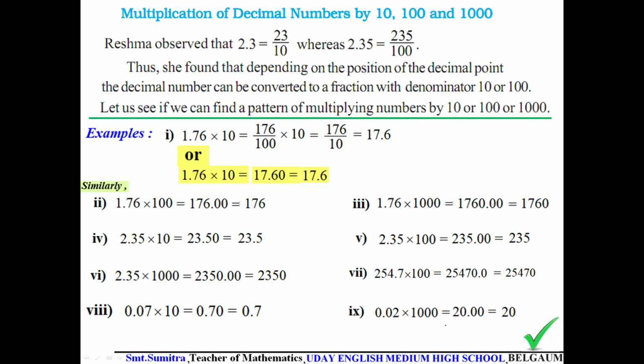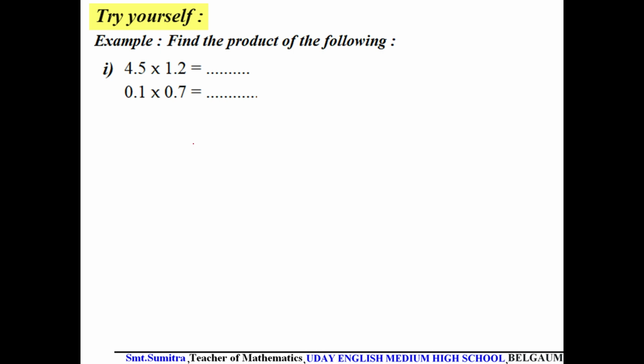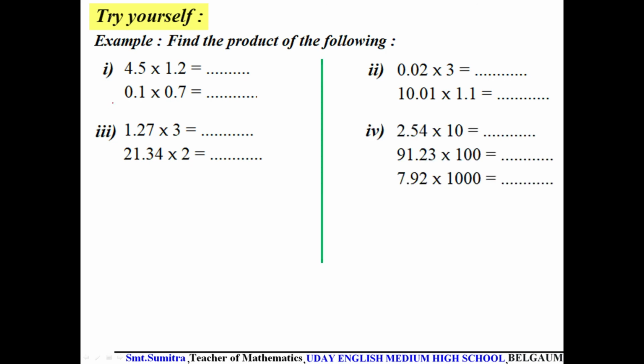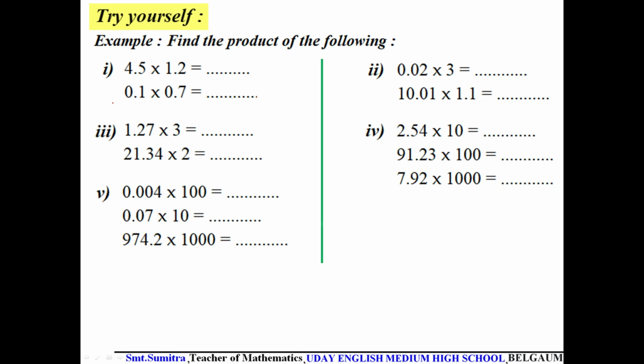Dear students, please try few examples. Find the product of the following. Copy the question. Try to answer yourself. Remember, first you multiply directly the whole numbers 45 into 12. Then you put decimal point. Please copy the questions. The more you do, the more you understand.